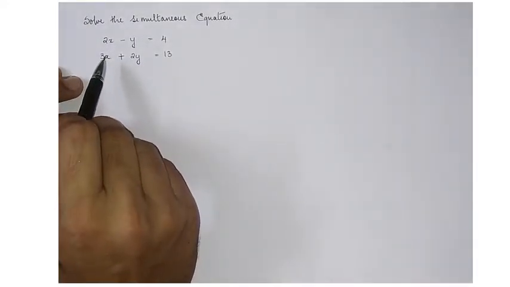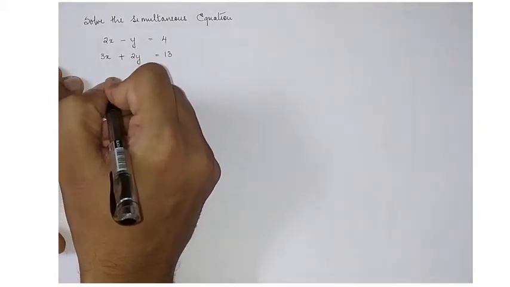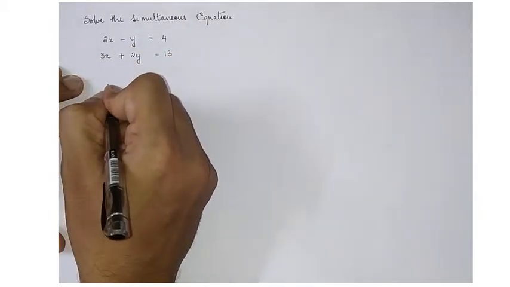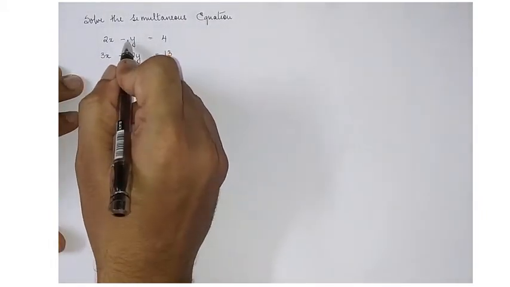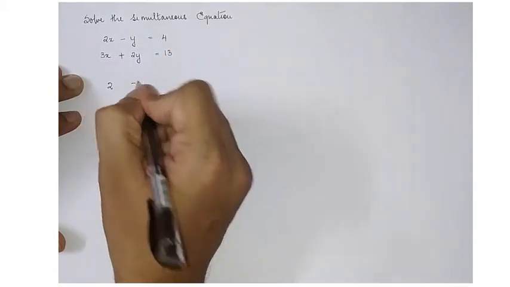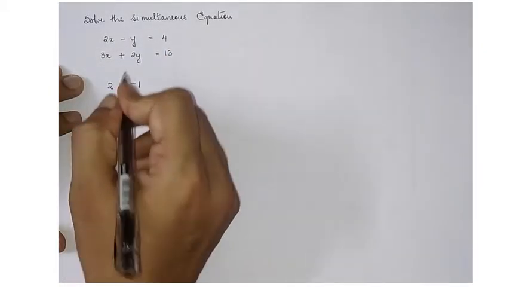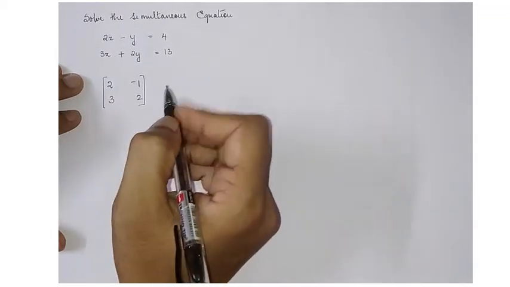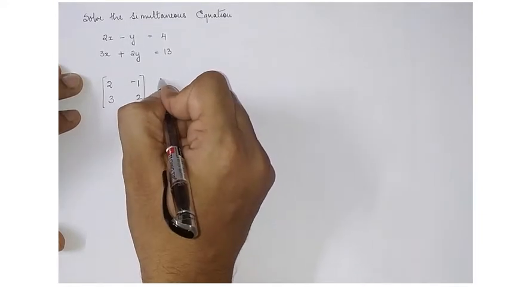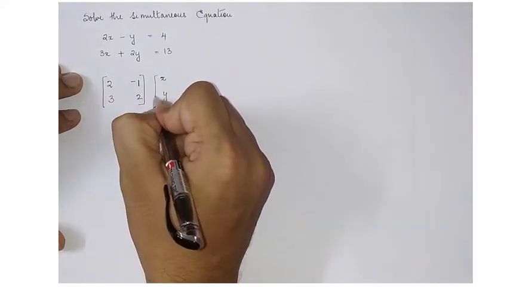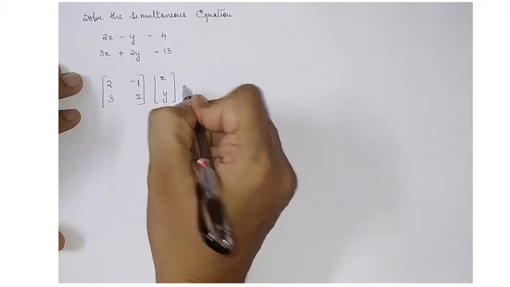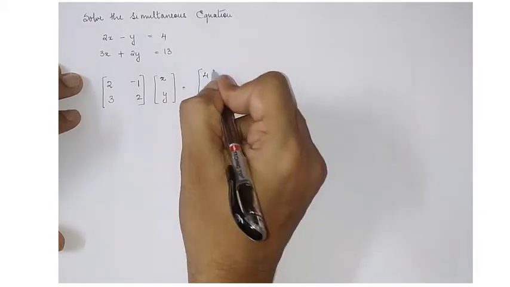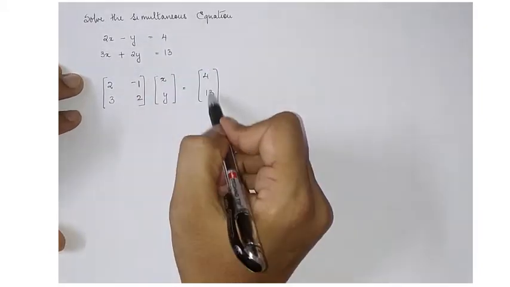So just watch carefully how I am writing this in matrix form. I'm taking the coefficients of the x and y. So it becomes 2. Now this is minus 1 here, so I'll take minus 1. I'll take this 3 and 2 and put it into a matrix form. Now I'm putting x, y here. Now I'll explain why I am putting it in this form, is equal to 4, 13. Now this on the right hand side forms here.